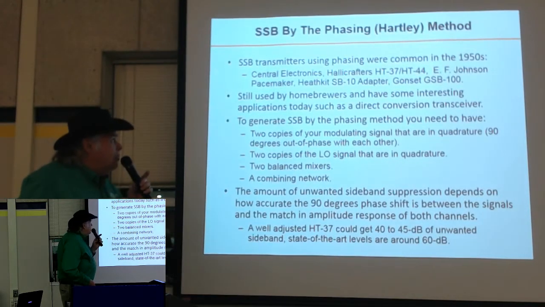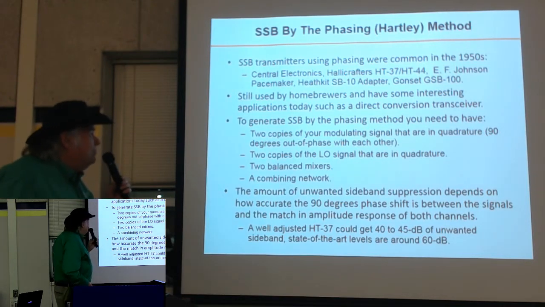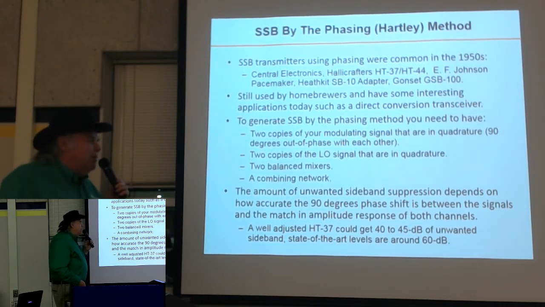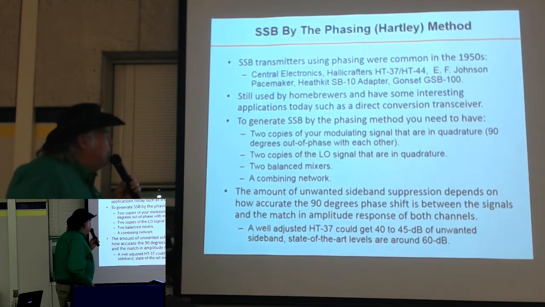So let's get on to this phasing method. Also called the Hartley method, apparently, because he's the guy who invented it. I assume the same guy who invented the Hartley oscillator.